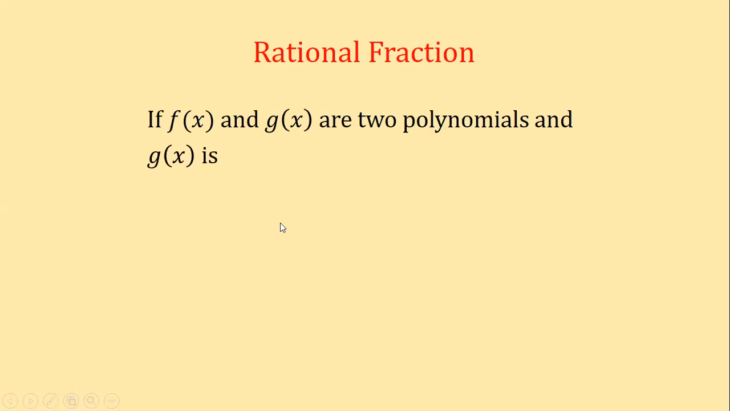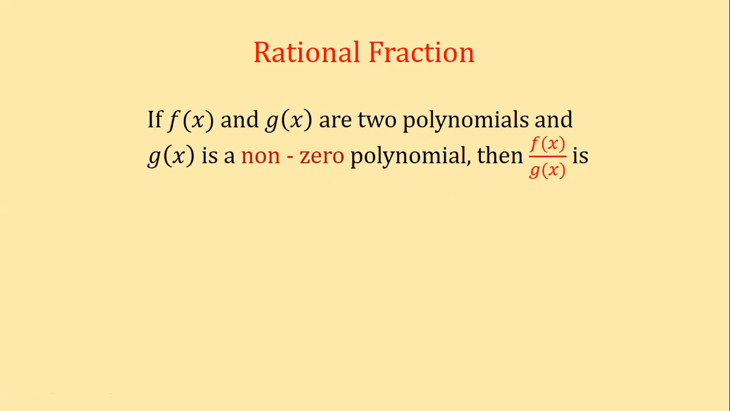Before going to see how to do that, we need to have a concept of rational fraction. So what is a rational fraction, children? If f of x and g of x are two polynomials and g of x is a non-zero polynomial, then f of x by g of x is called a rational fraction.